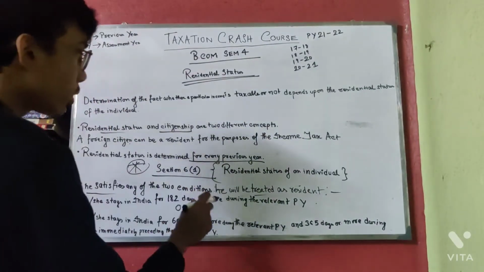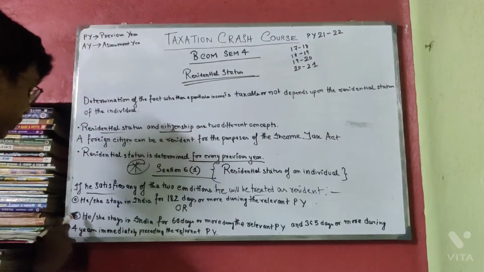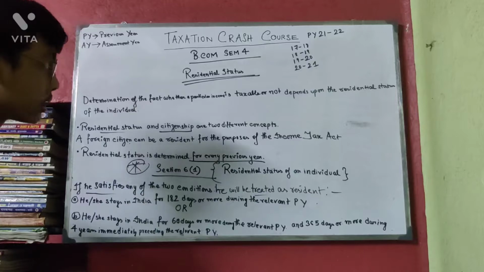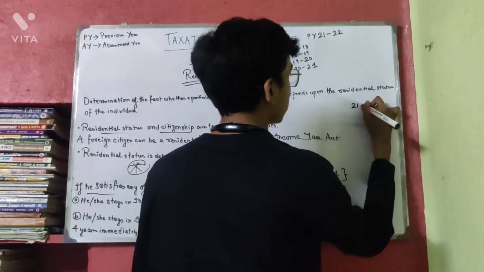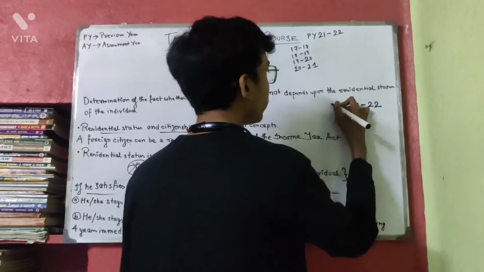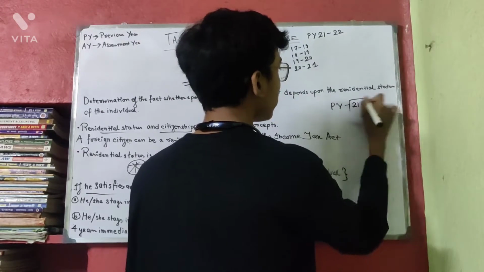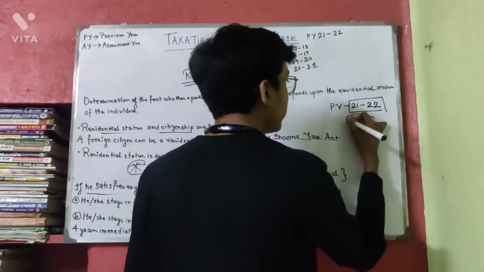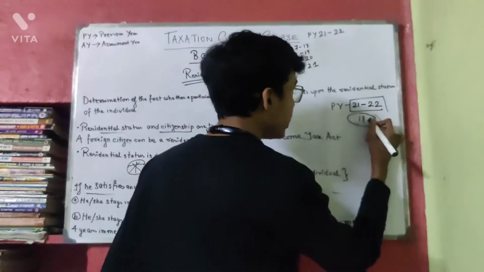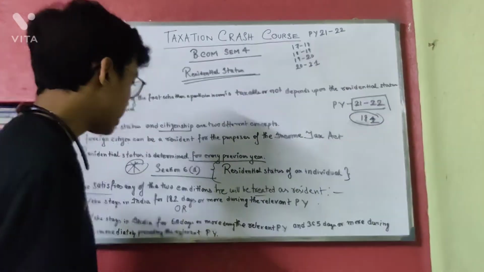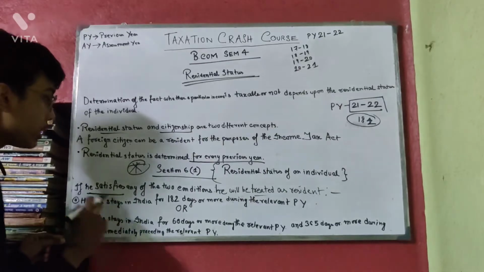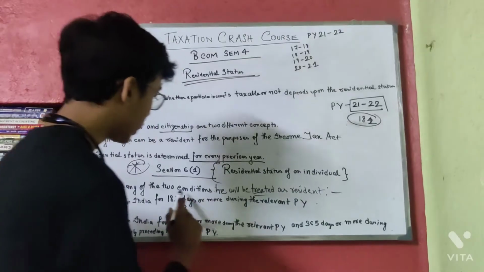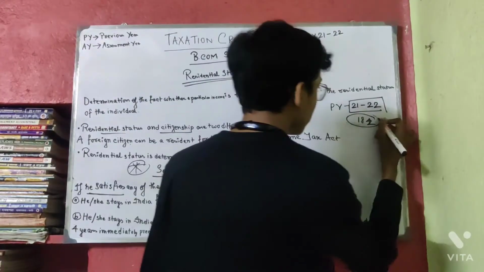If he satisfies any of the two conditions, he will be treated as a resident. For example, condition A: he or she stays in India for 182 days or more during the relevant previous year. Think that she is in India for 184 days in the previous year 21-22. She will directly qualify as a resident because she has stayed in India for more than 182 days. It is clearly specified that if he or she satisfies any of the two conditions, he will be treated as a resident. So he qualifies the first condition, and will be treated as a resident.